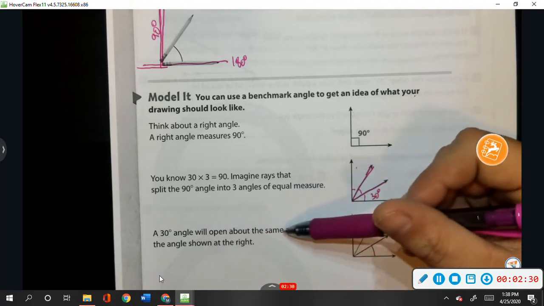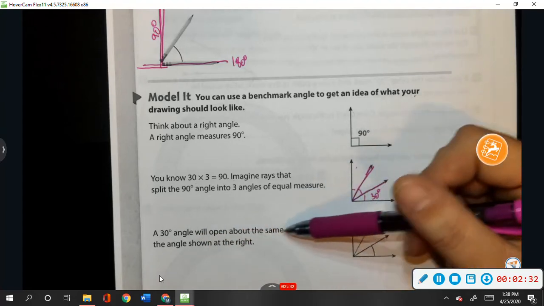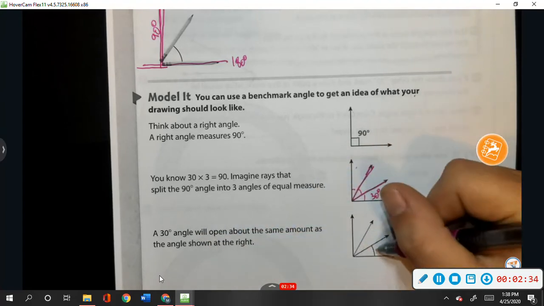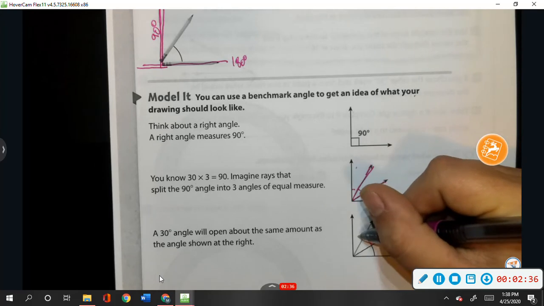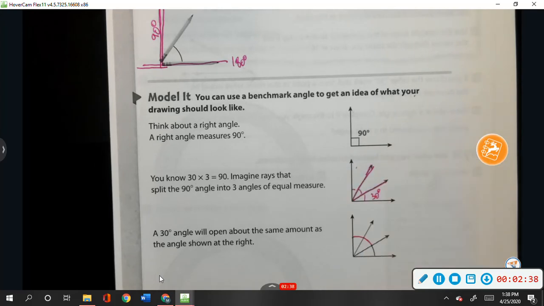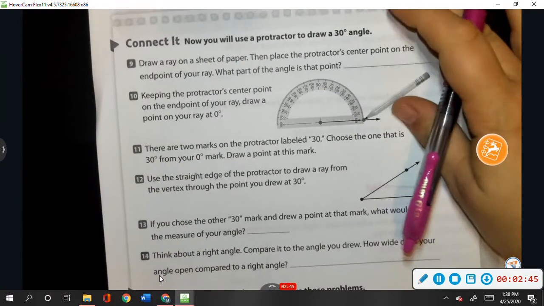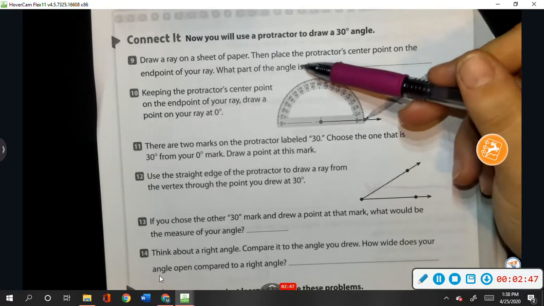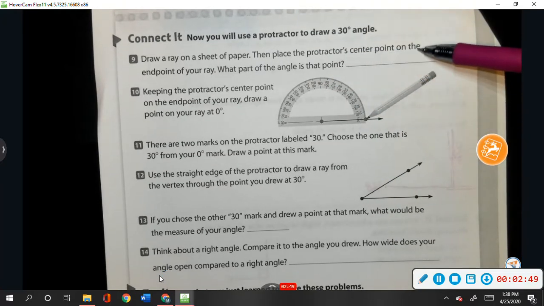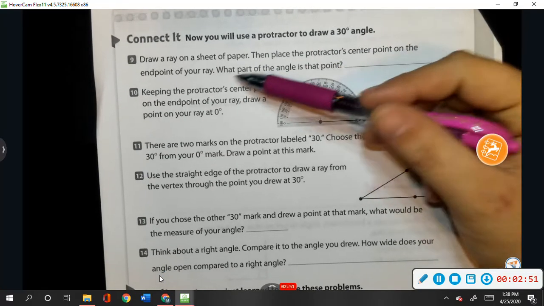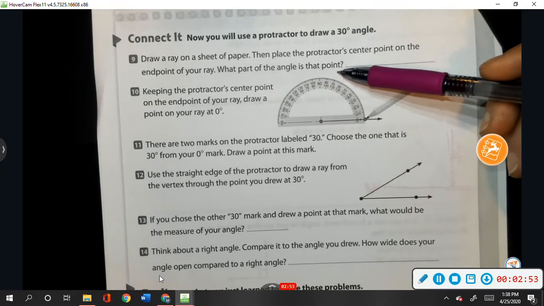A 30-degree angle will open about the same amount as the angle shown at the right. So just like so. Just like that. Alright. We're going to use those models, so don't think we're done with them. Number 9 says, draw a ray on a sheet. Then place the protractor center point on the end point of your ray. What part of the angle is the point?